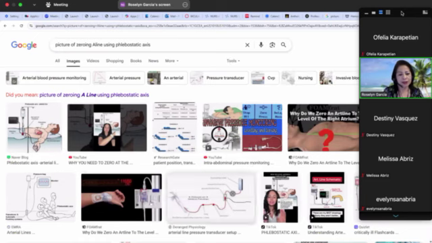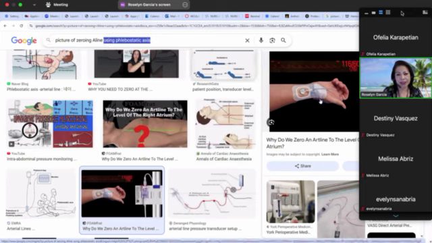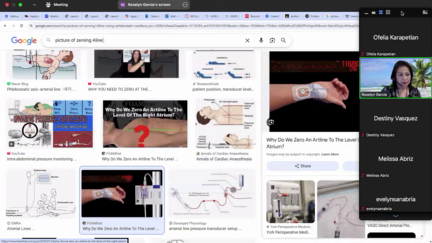What is the transducer? It's this one. You see that? That is your transducer, the one that you need to align. And so you see, your arterial line blood pressure monitor, the blood pressure coming from the A-line is in red. Okay, let's see.